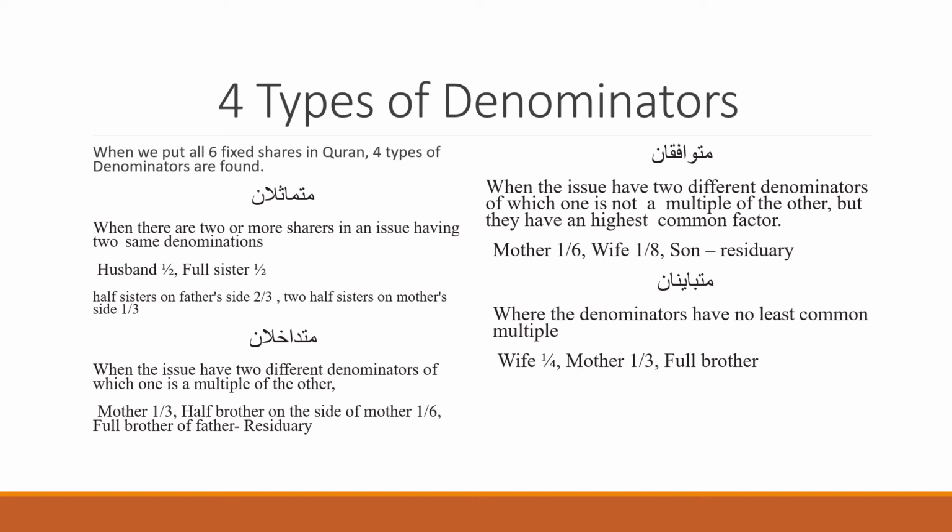Understand? 1 into 3 is 3, 2 into 3 is 6, 3 into 3 is 9, then 12. All these numbers are multiples of 3. So here one denominator is a multiple of the other. In 1 by 3 and 1 by 6, 6 is a multiple of 3. This case is termed mutadakhilani, and the third one is mutawafikani.